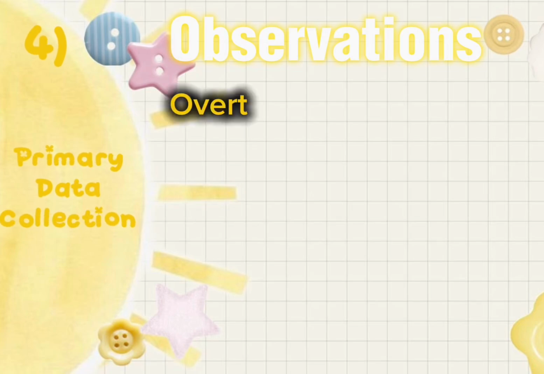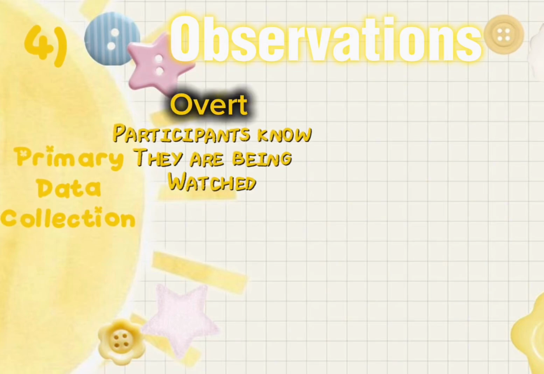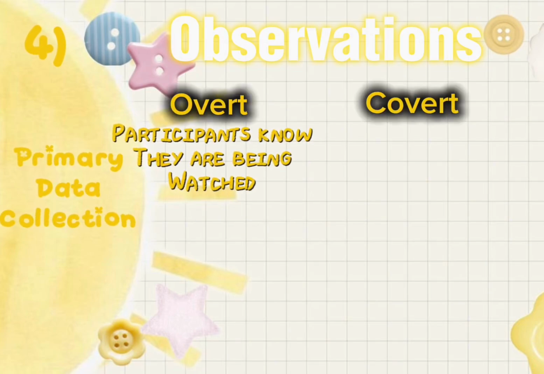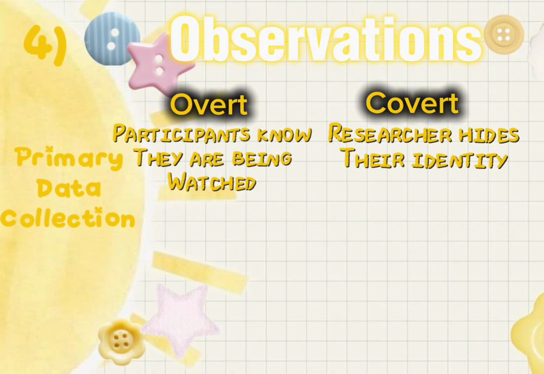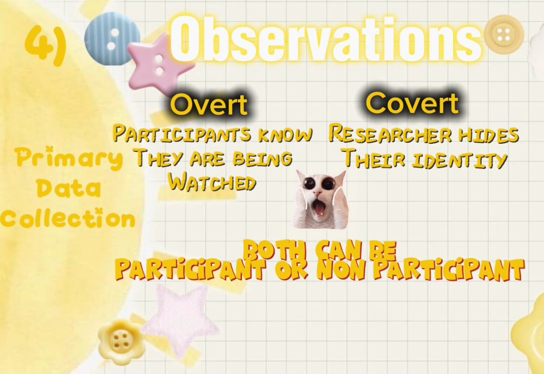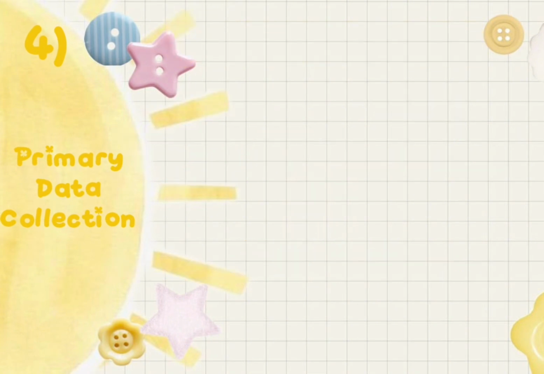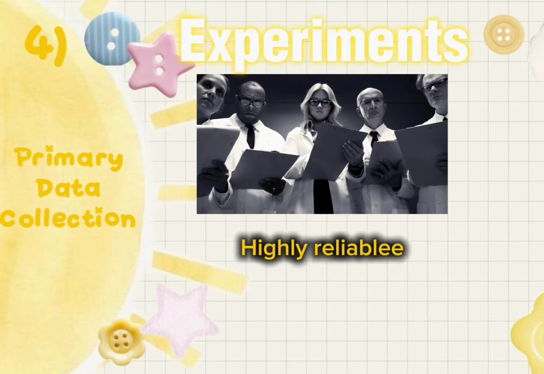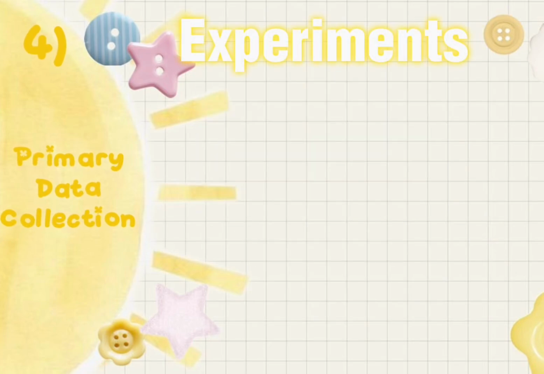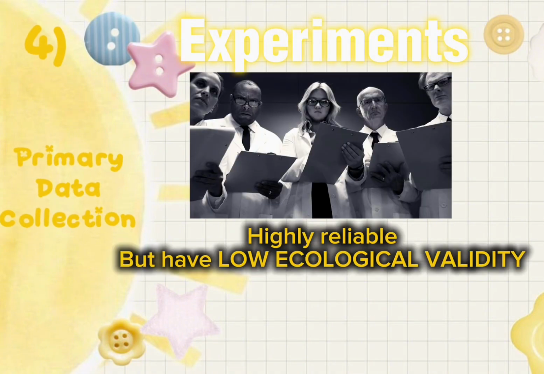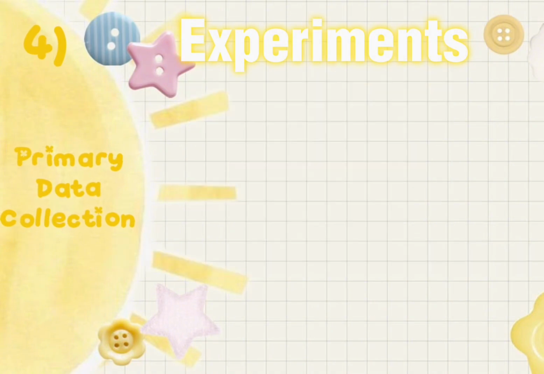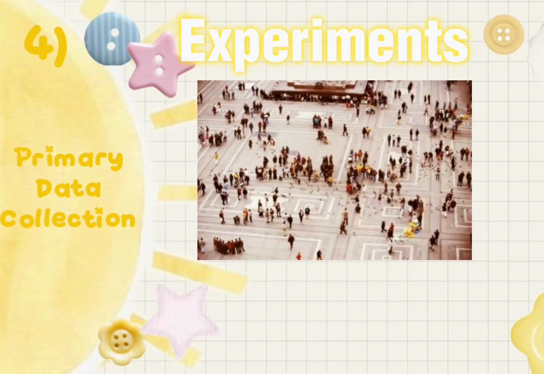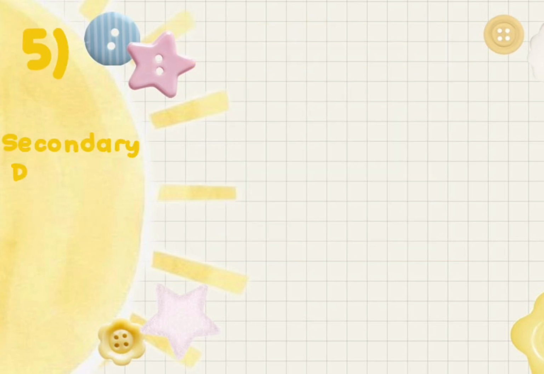Observations can be overt, where the participant knows they are being watched, and can also be covert, where the researcher hides their identity. These can both be participant or non-participant. Finally, for this section, experiments. Laboratory experiments, which are highly reliable. Why did I say reliable like that? Which are highly reliable but low ecological validity. And field experiments.